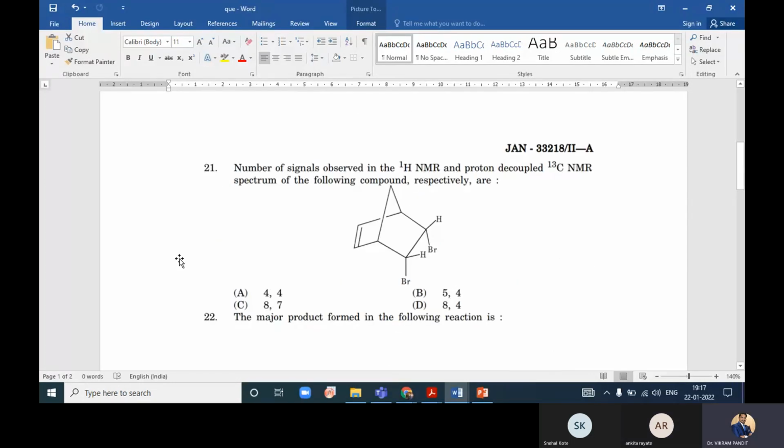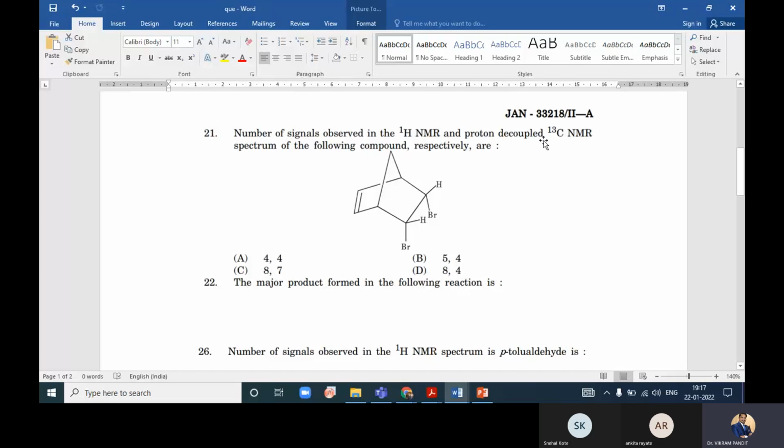In the next, this is the simplest type of question. Why is it the simplest? Even if you don't know the answer for H1, you can go for C13, because in C13 it's very easy to predict the types of carbon. Again, see whether it is symmetrical or not. Just tell me whether it is symmetrical or unsymmetrical. If it is unsymmetrical, you will get more than 10 signals for H1 NMR.